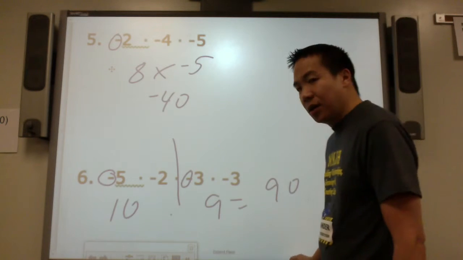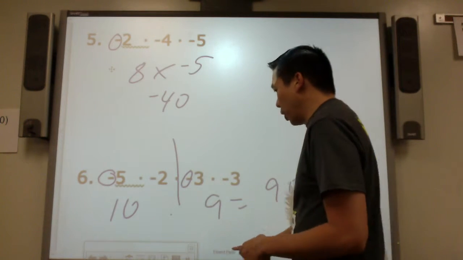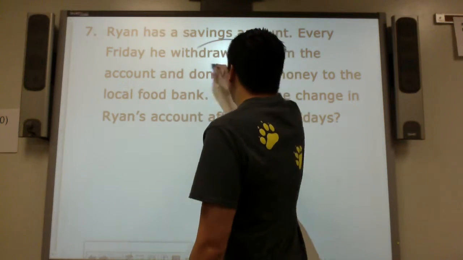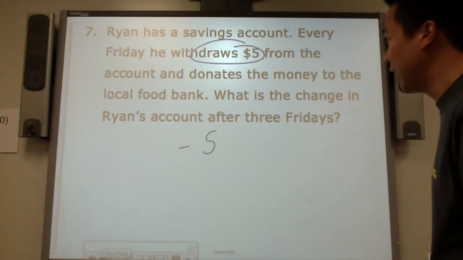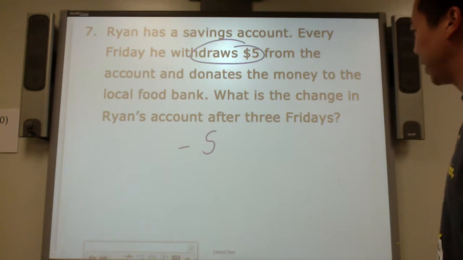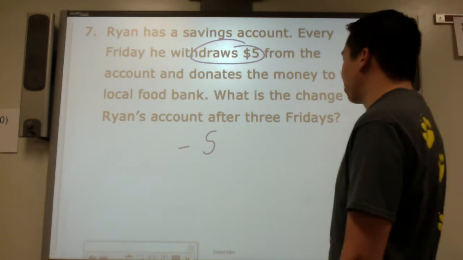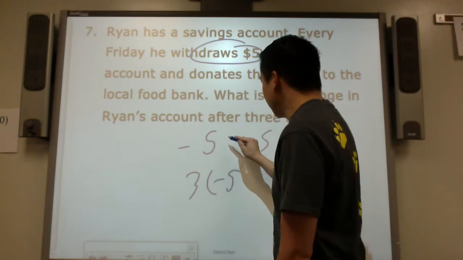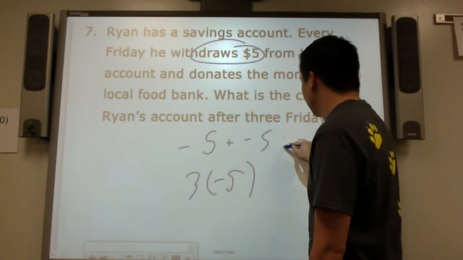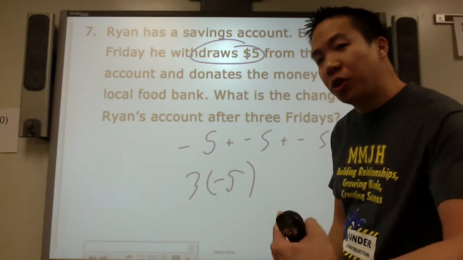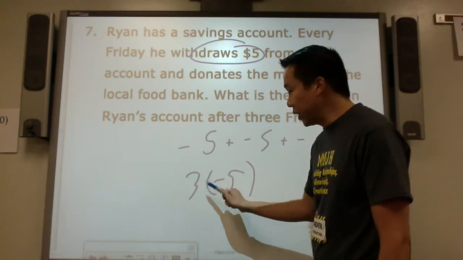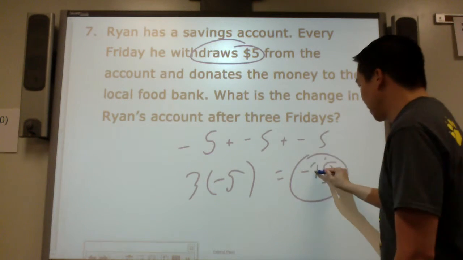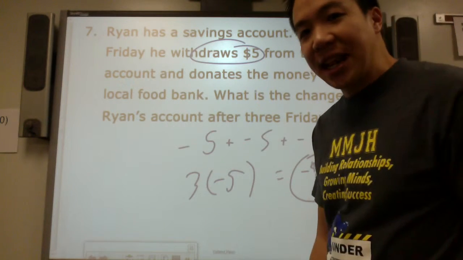And that's about it. And it's just some word problems to go along with it. Ryan has a savings account. Every Friday, he withdraws, which means take out, $5 from the account and donates the money to the local food bank. Good for him. What is the change in Ryan's account after 3 Fridays? So he donates it on 3 Fridays. Instead of doing repeated addition, we're going to do multiplication. So he donates 3 groups of negative 5 every Friday.